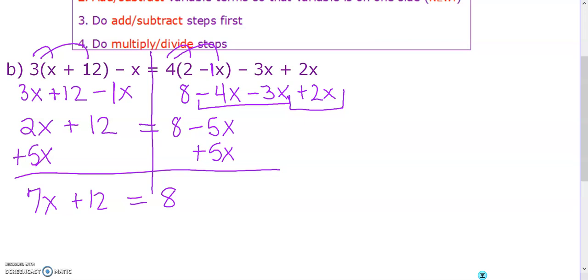Now I'm going to move my constants, which are just the plain old integer numbers, over to the right side. This is now a two-step equation, so I would subtract 12, and I get 7x equals negative 4. And our last step is to divide by 7. Oh dear.